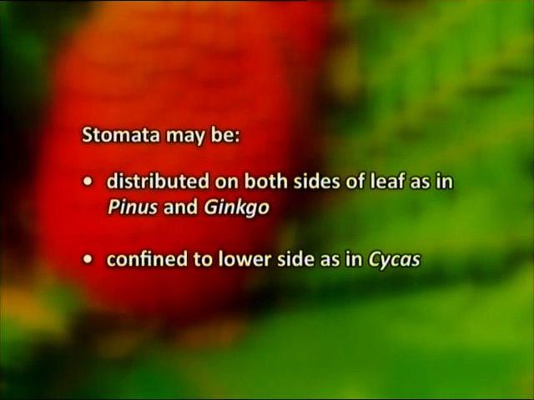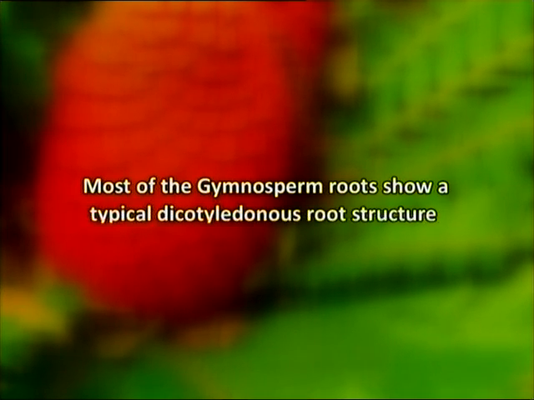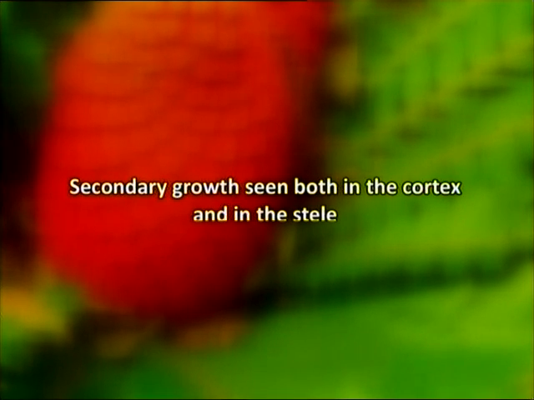Now, the internal structure of root. Most of the gymnosperm roots show a typical dicotyledonous root structure. The xylem is either diarch or triarch. Cortex is mostly parenchymatous. Secondary growth is seen both in the cortex and in the stele.